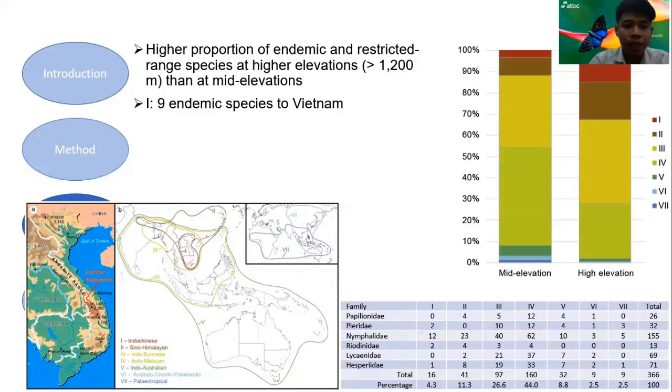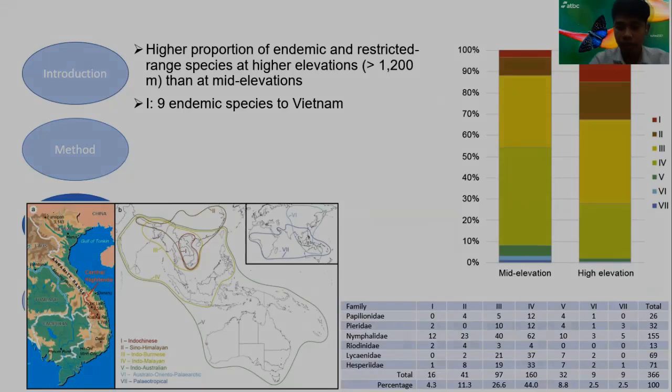At the left corner, you can see exactly what we mean by biogeography and the 7 categories. You also can see where the Central Highlands of Vietnam is located.